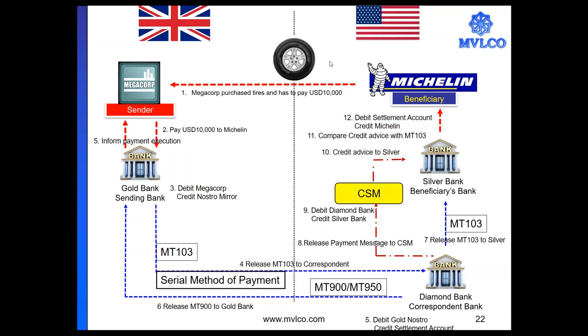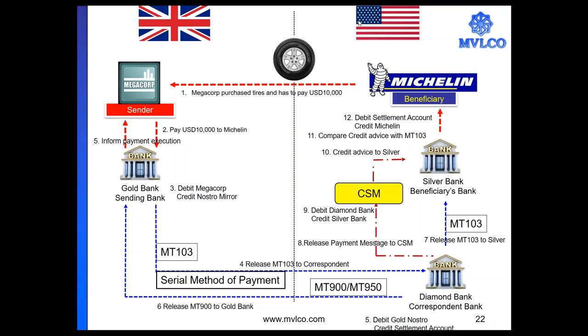Now going back to the question from Yogeshwar about the difference. Let's take the field 52A, ordering institution. In this example, the ordering institution is Gold Bank. How can we identify Gold Bank? We can identify it by using its name and address. That can be one of the mechanisms. This is actually called option D in the message. In fact, field 52 has two options. Option A, where we use the BIC, the business identifier code of Gold Bank, and option D, where we use the name and address of Gold Bank.